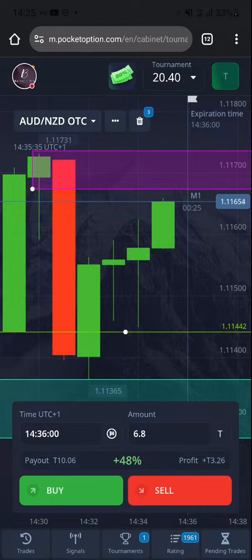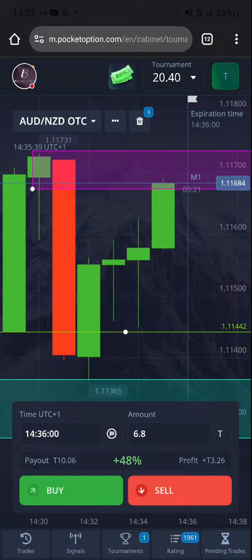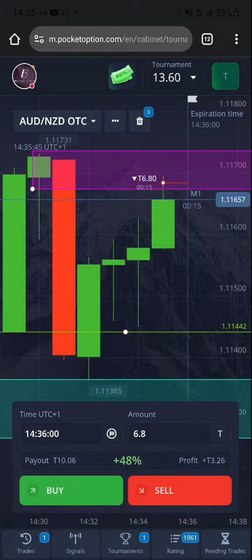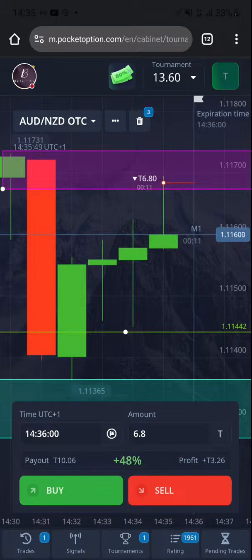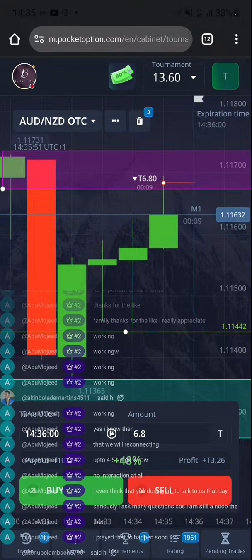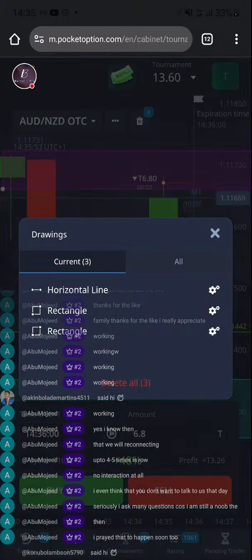So that's just how it is. I'm waiting for price to enter inside this round number. Oh, my entry was bad. Though it's not bad, that's not where I wanted to enter. I wanted to enter on this round number, but I'm glad it's working in our favor.